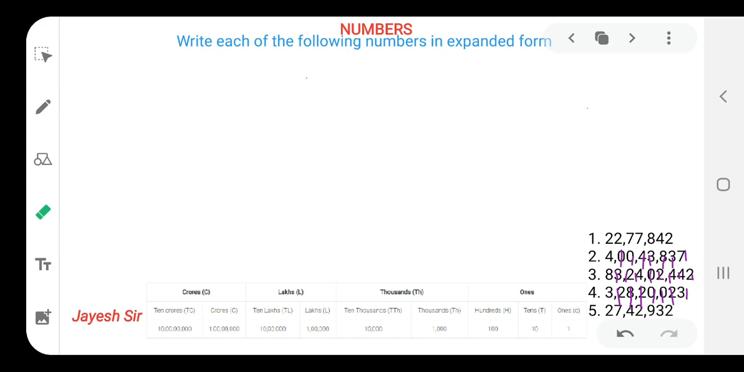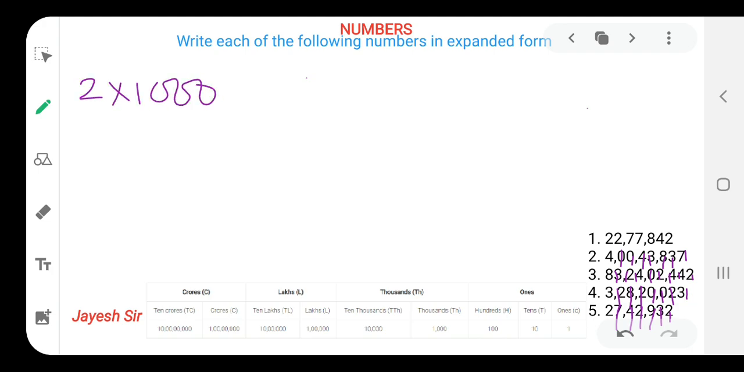So let's begin with our fifth sum. That is 27,42,932. So first count the number of values for the highest place. 1, 2, 3, 4, 5, 6. 6 should be in our first value.